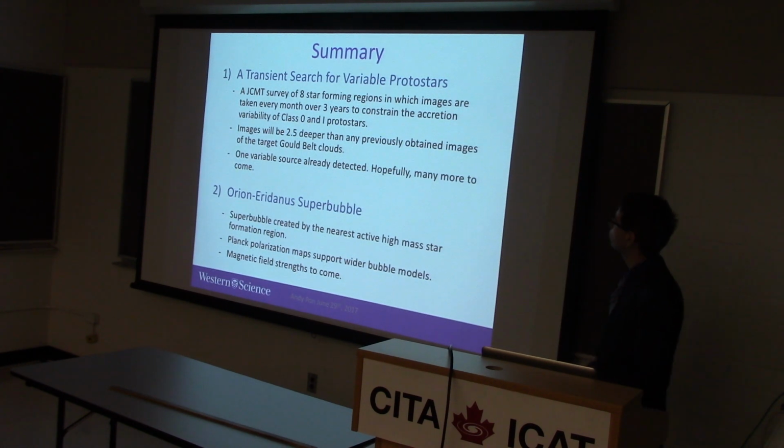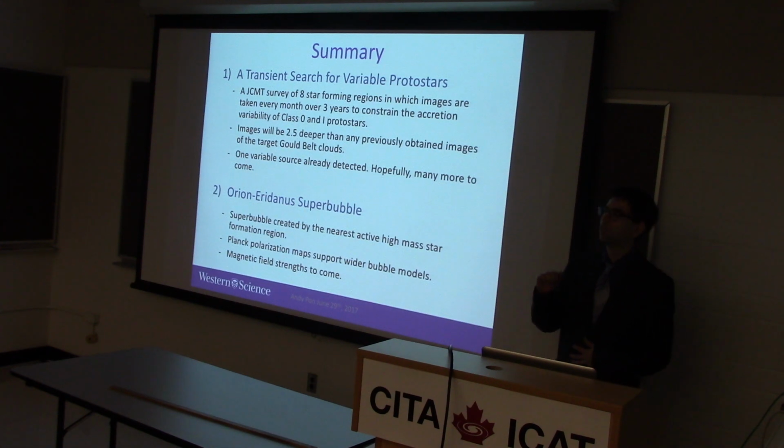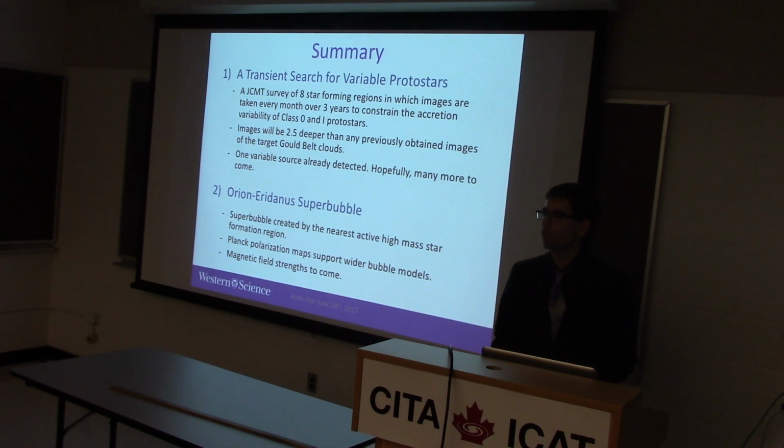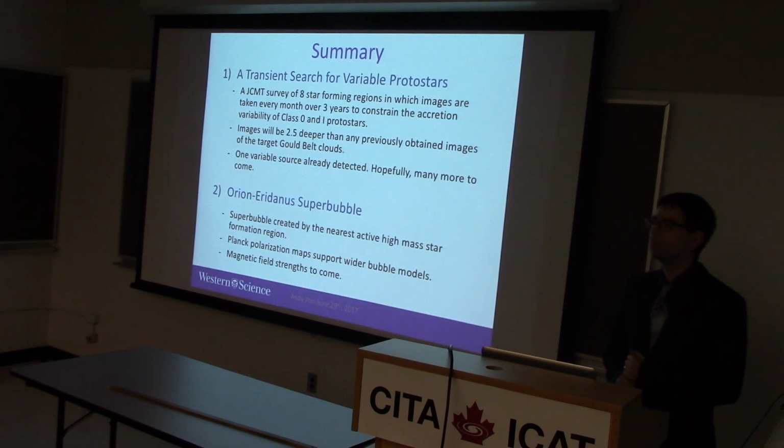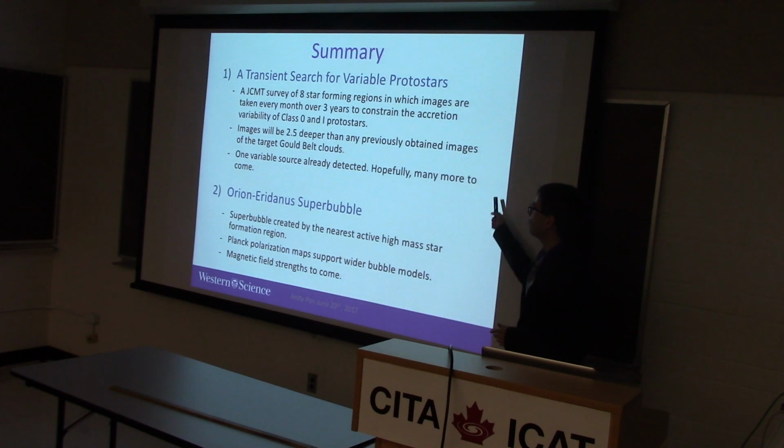So I talked a little bit about the transient search for protostars, the JCMT large survey of 8 regions, taking an image every month for 3 years to get both the time variable structure, and we're also going to get some of the deepest images ever when it's all done, at least of these sources. We've got one variable source, and hopefully we're going to get many, many more to come.